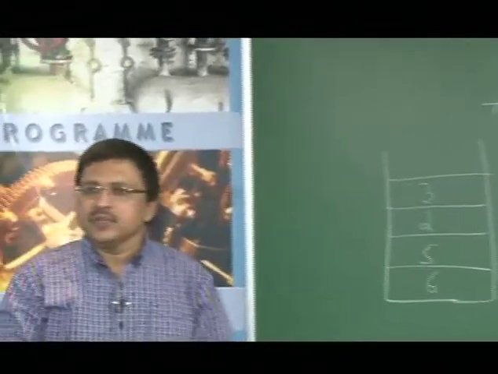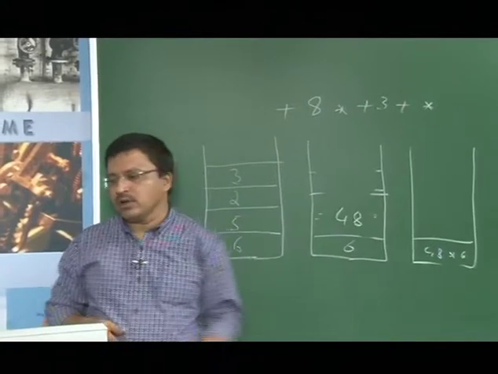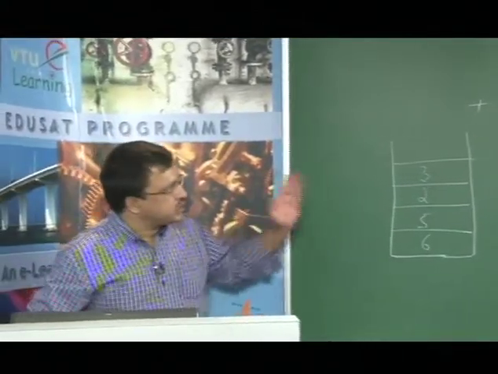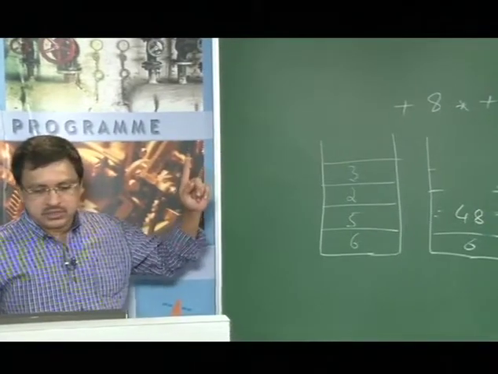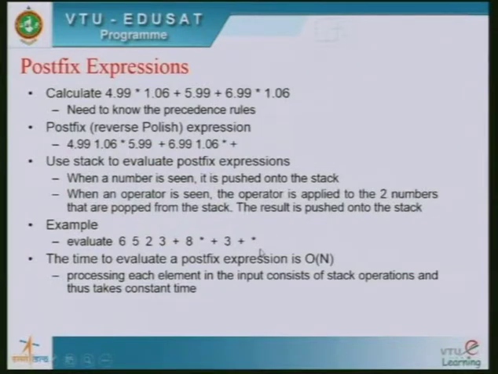So very easy. Once you have the postfix notation, I am seeing the string from left to right only once. That is why we call it O of n. So let us not bother too much about it. I need not see the list. I am seeing this string, that is the Polish expression 6 5 2 3 plus and so on, only once from left to right.